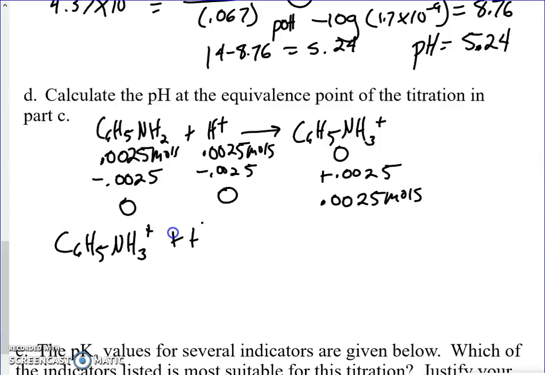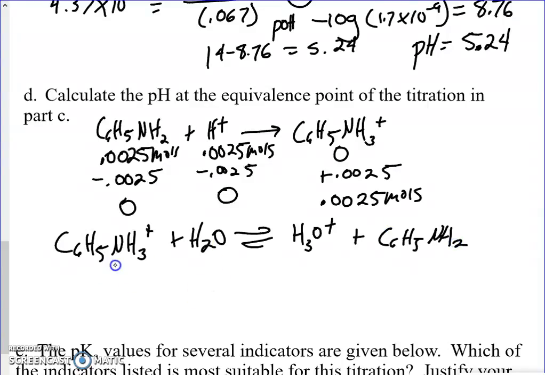Okay, if it's going to react with water, how is it going to react with water? Well, notice the positive charge. Also notice we're calling it a conjugate acid. So that means the acid is going to give up the hydrogen, forming hydronium and our aniline ion. Well, if we want to find the pH of this, we need to figure out the concentration of our hydronium ion. How do we do that?